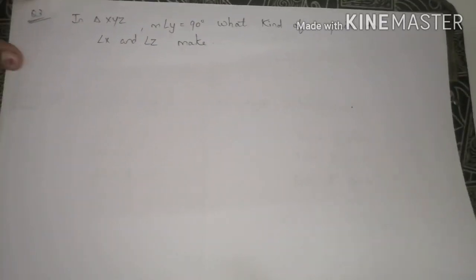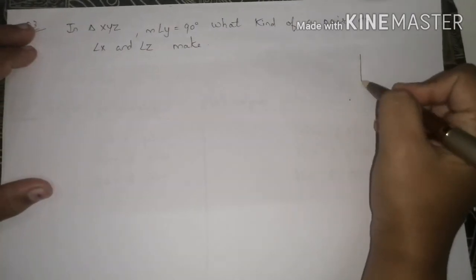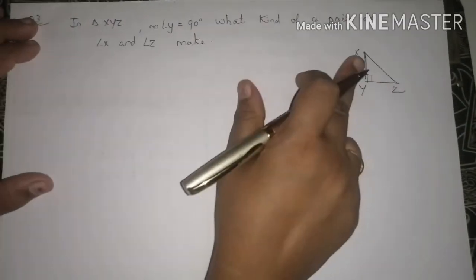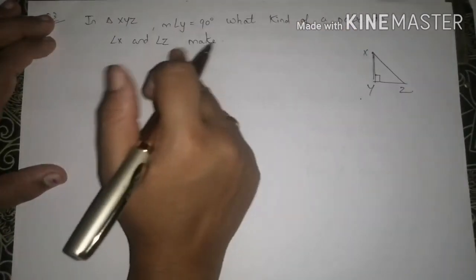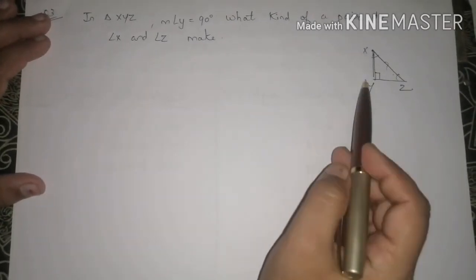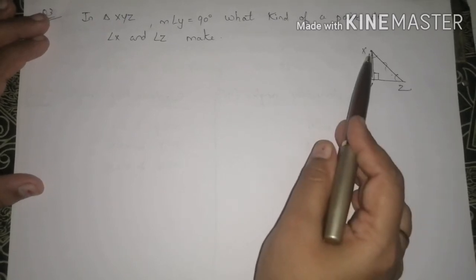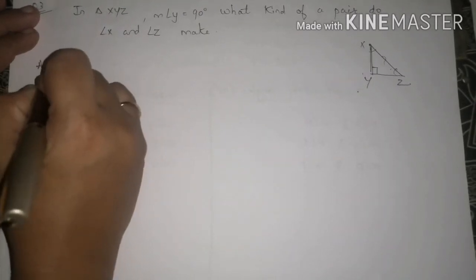Now let's move to question number 3. Question number 3 is: in triangle XYZ, the measure of angle Y is 90 degrees. So let's make a right angle triangle because angle Y is 90 degrees. So XYZ. In triangle XYZ, they are saying the measure of angle Y is 90 degrees. What kind of pair do angle X and angle Z make? So we'll use the property of angles of a triangle. In the 6th standard, we already studied that in a triangle, if we add all three angles, their total is 180 degrees. So let's use that property.